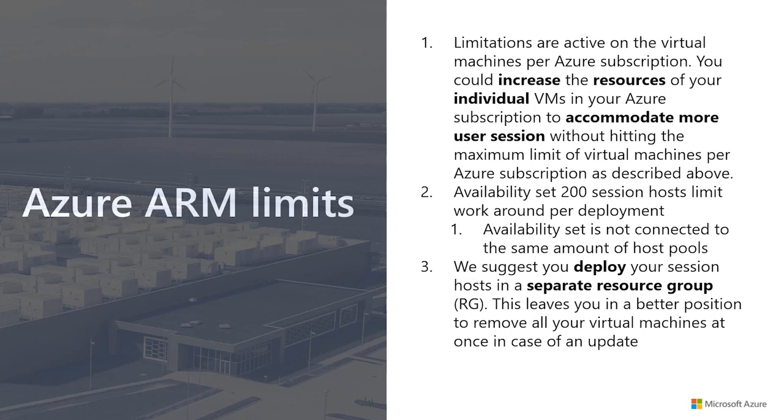Another limit that is active is on availability sets. As part of availability sets, you can only join 200 virtual machines, also known as session hosts, to an availability set. If you want to work around that, you can either create several batches of deployment, which automatically creates a new availability set, or you need to use the ARM templates that we provide to exclude the auto creation of an availability set.